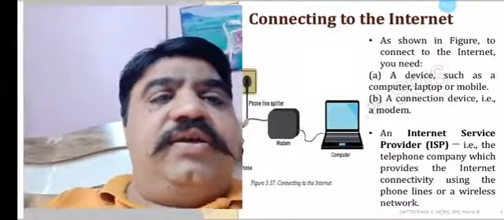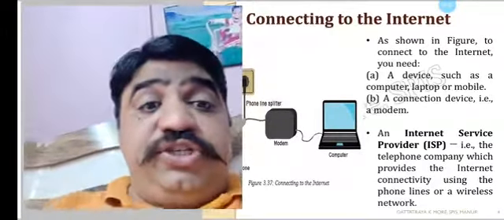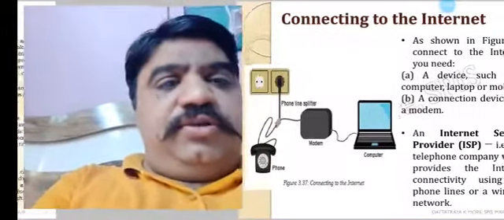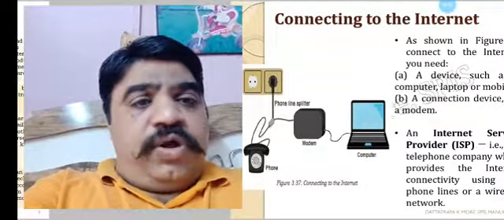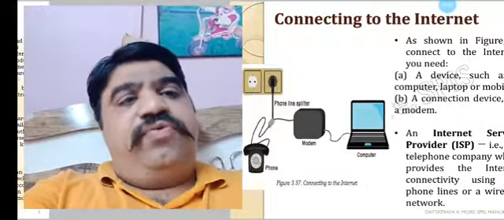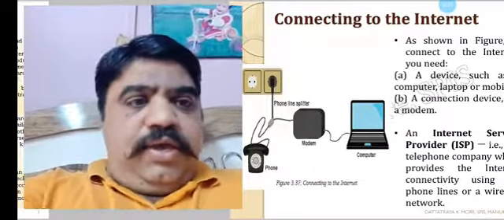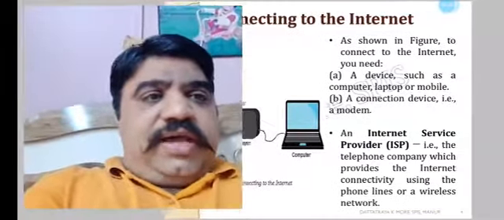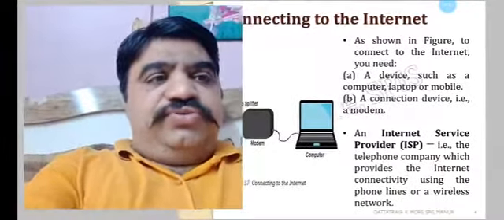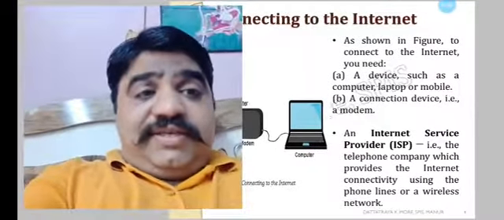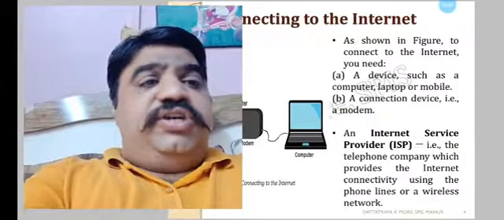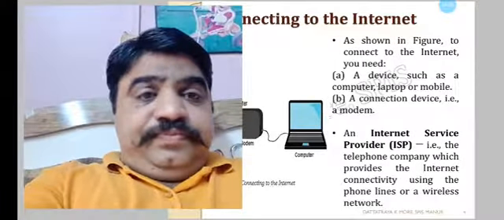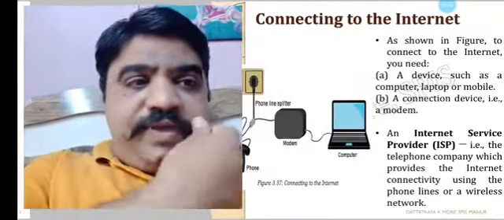Next one is how to connect to the internet. In this picture you can see the computer, in between a modem, a telephone line, and the phone line attached to the cable. As shown in the figure, to connect to the internet you need a device such as a computer, laptop, or a mobile, and a connection device, that is a modem.